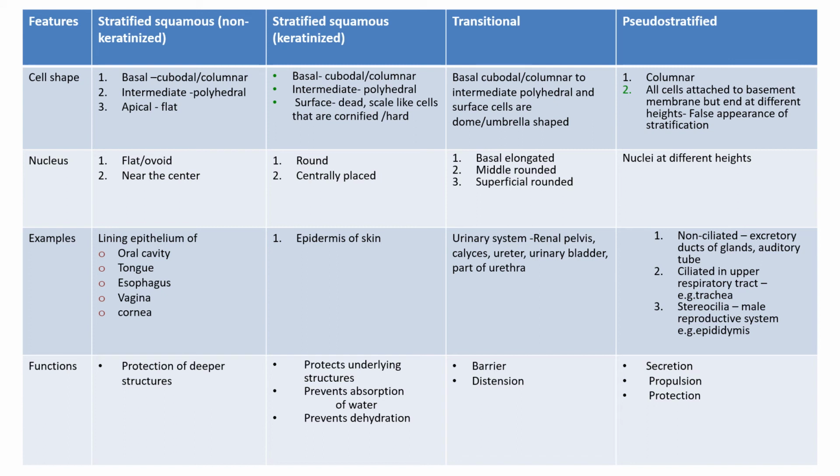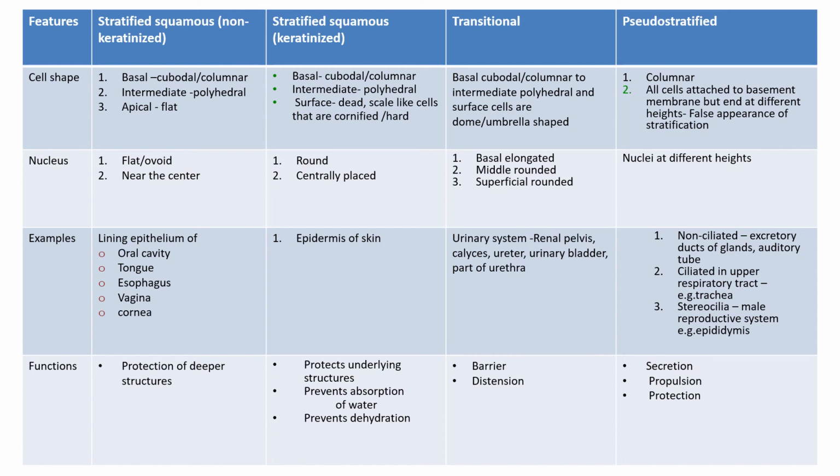Then, if you see the nucleus, that will be flat or ovoid and near the center in this epithelia. The stratified squamous non-keratinized epithelium is seen in the oral cavity lining, the tongue, esophagus, vagina and cornea. Whereas the stratified squamous keratinized is seen in the epidermis of skin. The function of both keratinized and non-keratinized is the protection of deeper structures. In addition, the keratinized prevents absorption of water and prevents dehydration. And this epithelium is seen in the epidermis of skin.